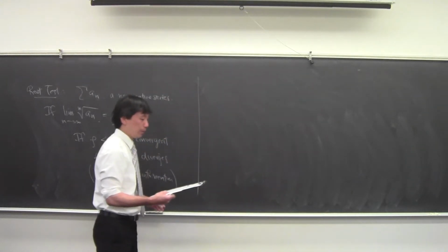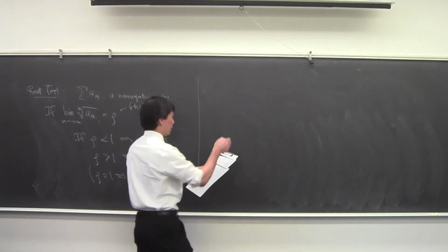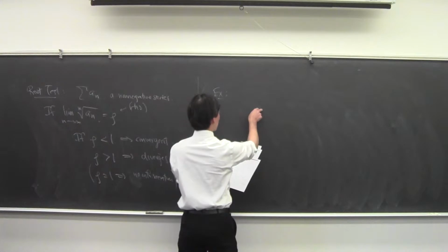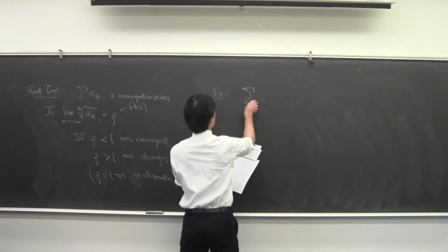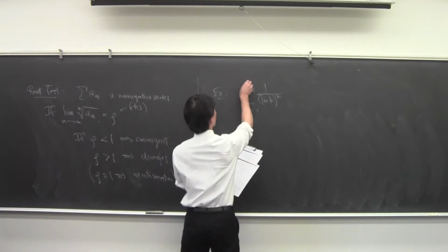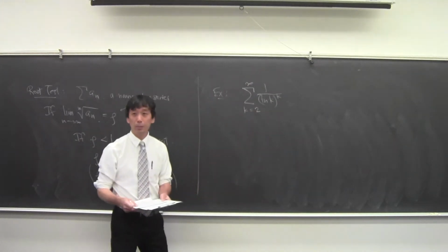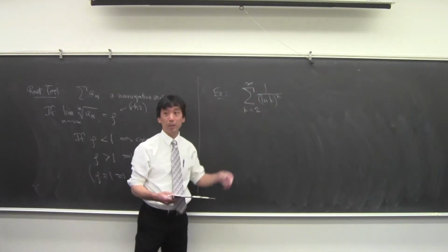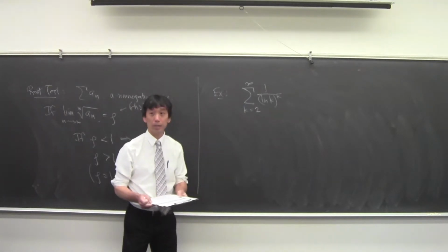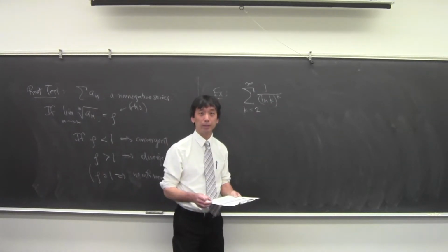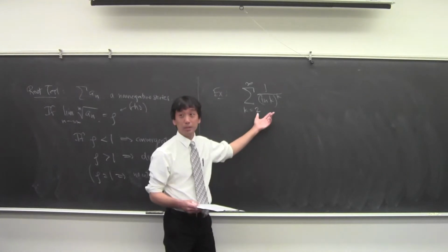Right, so let me give you an example. Here's a pretty straightforward example: the sum of 1 over powers of natural log, as k goes from 2 to infinity. Okay, so this is pretty simple.